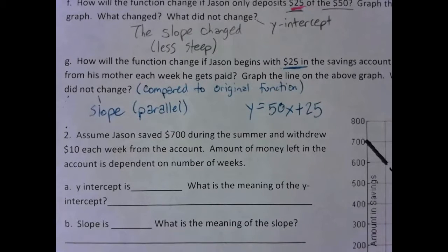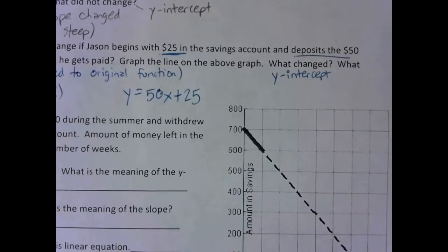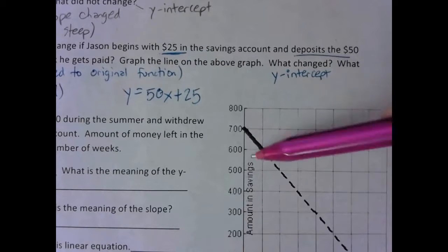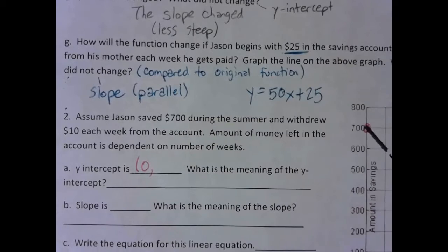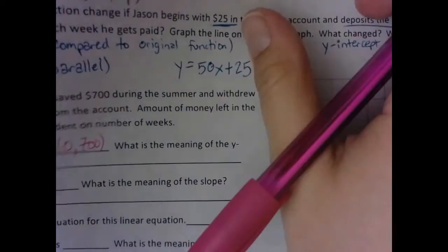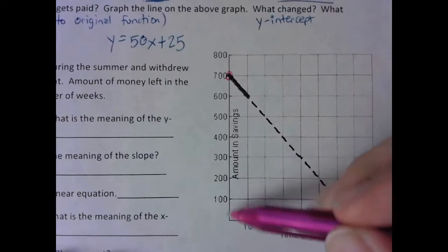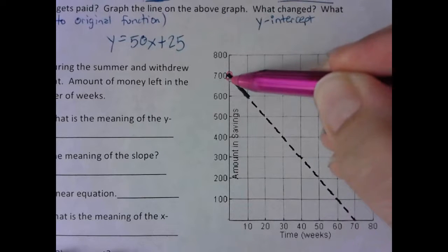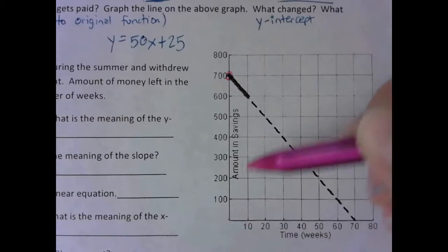Assume Jason saved $700 during the summer and withdrew $10 each week from the account. The amount of money left in the account is dependent on the number of weeks. Let's find our y-intercept. If we look at our graph, the y-intercept is where the graph crosses the y-axis. Here's our y-axis. So our y-intercept is right here. The y-intercept is at 0, 700. What does that mean? Looking at our graph, we have 0 for time, and the amount is $700. That means when time is 0, we have $700, which really means at the beginning, he has $700 in the account.